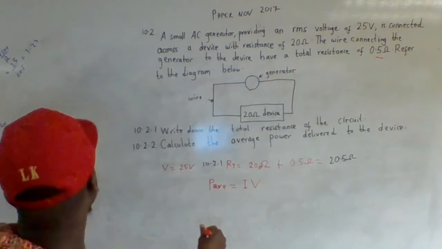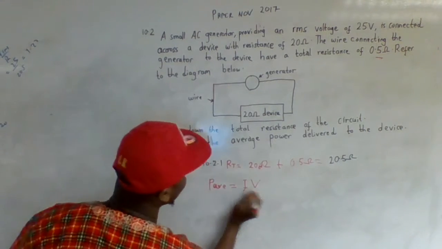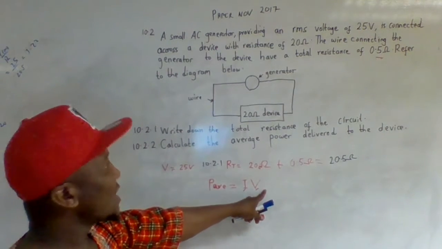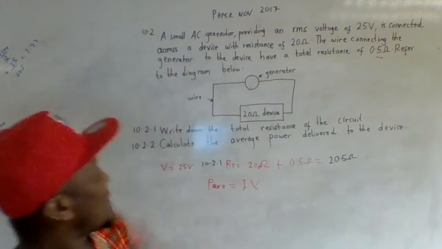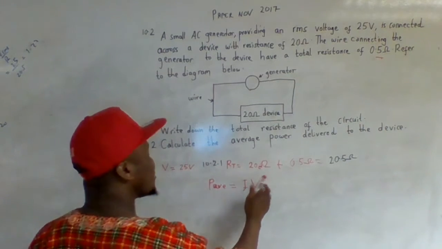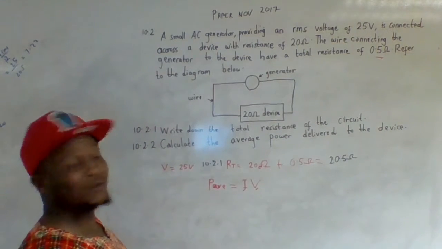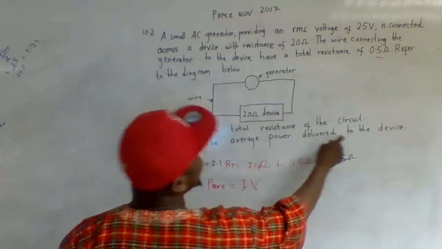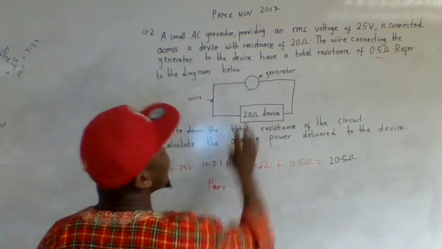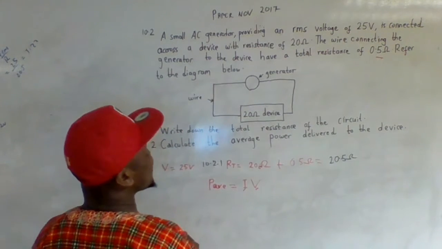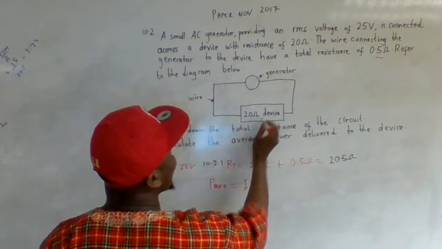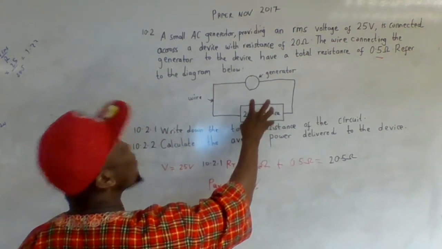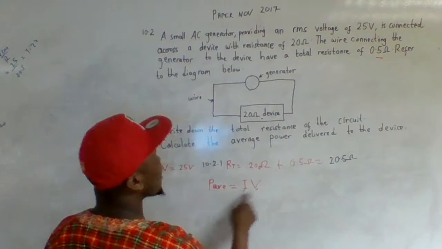But do I have a current? So I have to find the current, I have to find V. But I don't have a V. I could use the 25 V, but why don't I change this? Because you know V equal to IR, so I can change V to IR because I have my resistance. Look here, the average power delivered to the device. Since it's delivered to the device, I can use the resistance of 20, because this is the one for the device. So I'm going to say power equal to IV.